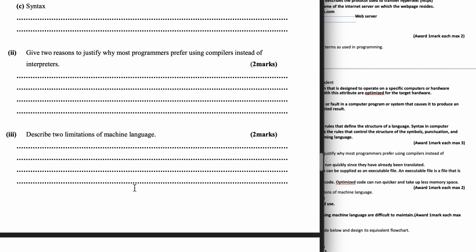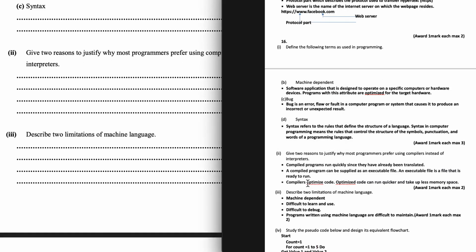Question 16, Roman 2. Give 2 reasons to justify why most programmers prefer using compilers instead of interpreters. Compiled programs run quickly since they have already been translated.